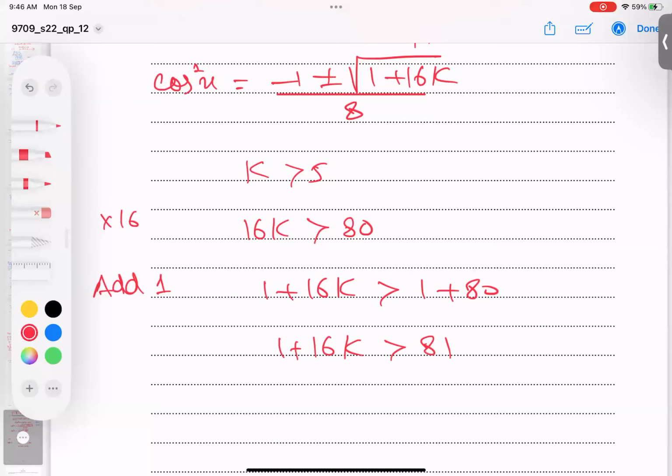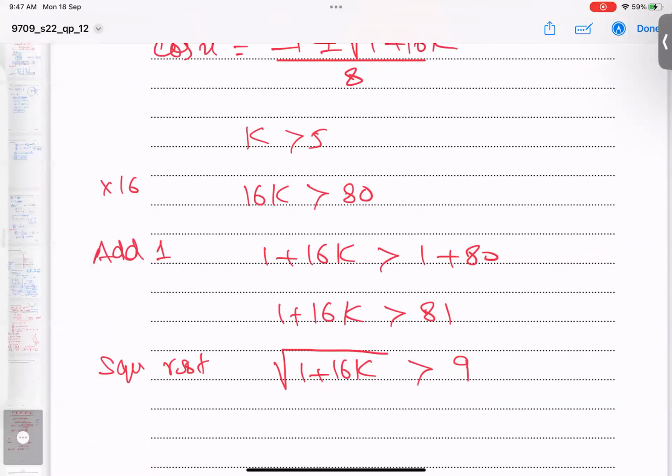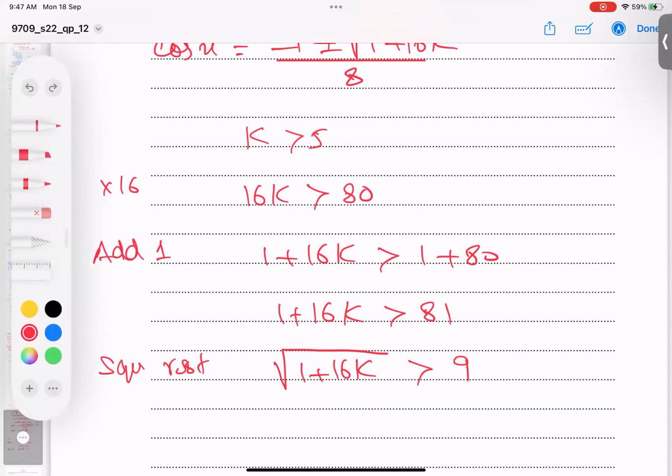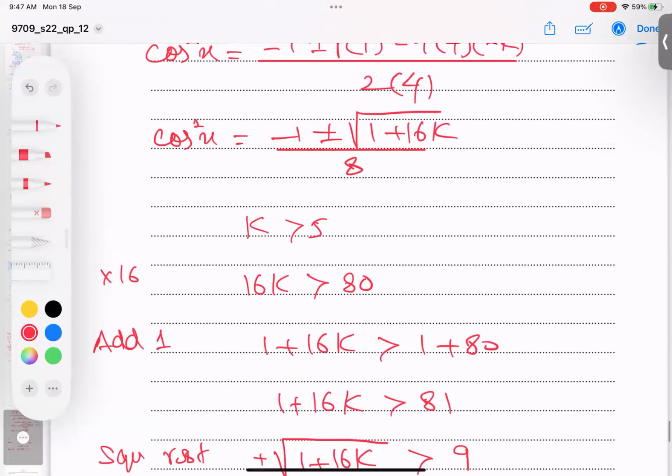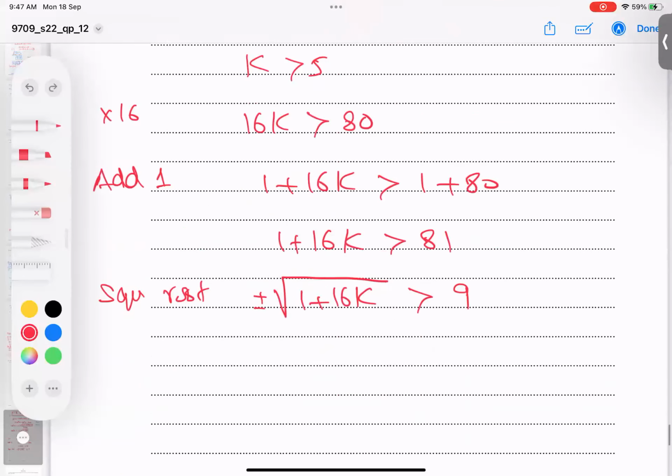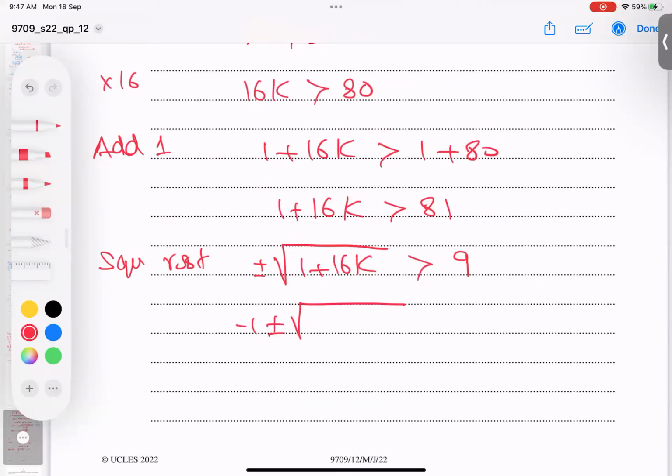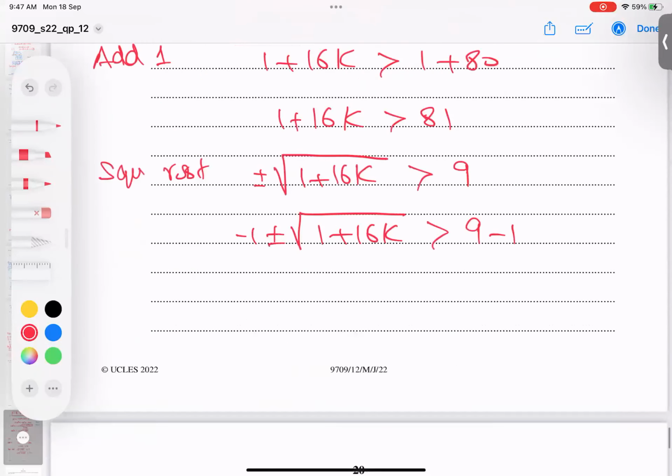So this point is very clear. Now I will take the square root of both sides. So it becomes 1 plus 16k bigger than root of it, which becomes 9. Because when I take a root, automatically plus minus comes. So now I will add what? -1 on both sides, -1 on the left side and -1 on the right side. So 9, -1. And then what is the next part? Divide by 8.